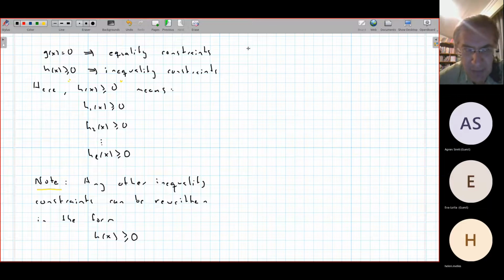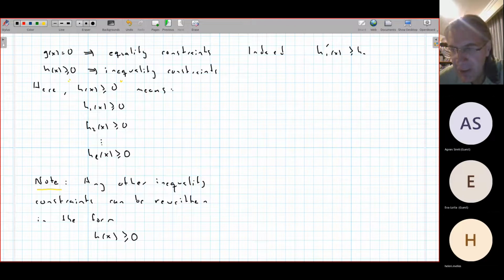And this is obvious, right? Because, for instance, if you have h1 prime of x is greater than or equal to h1 double prime of x, well, this is equivalently rewritten as h1 prime of x minus h1 double prime of x greater than or equal to 0. And you can just call this expression h1 of x.